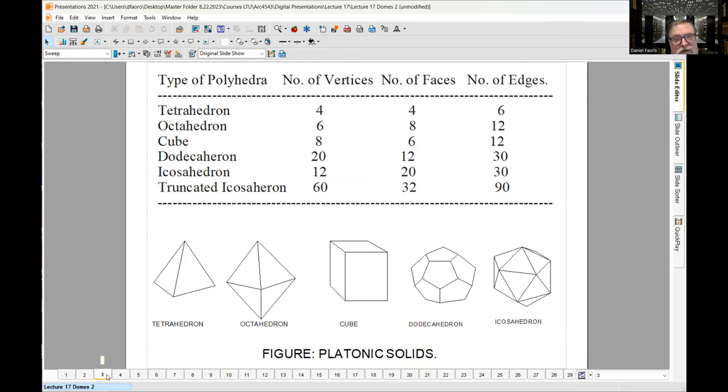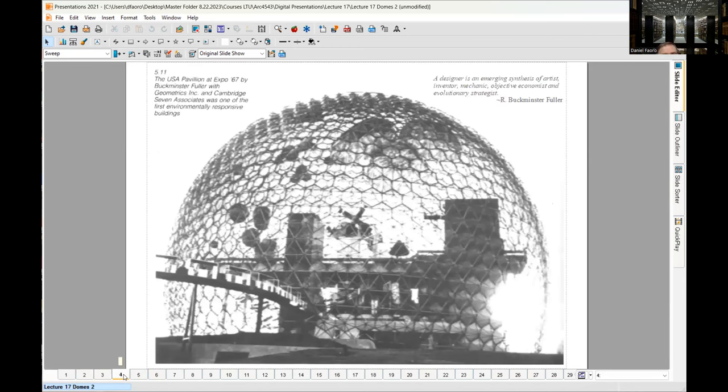So if you wanted to create these domes using various types of polyhedra shapes, tetrahedron, octahedron, cubes, etc., these would be the formulas that would be used to tell you what these shapes or forms would be like in terms of their first forms, their surfaces, edges, and elements.